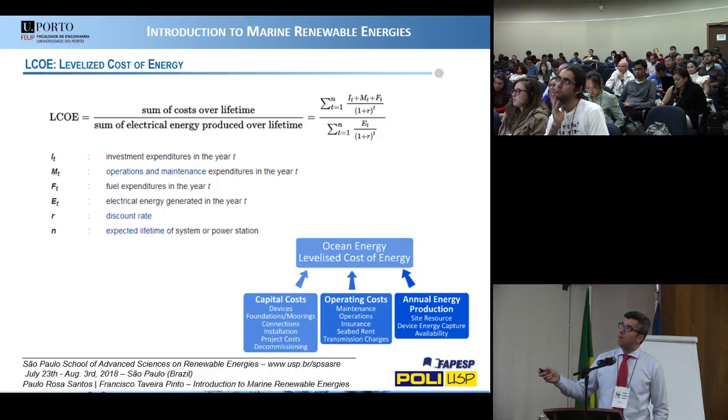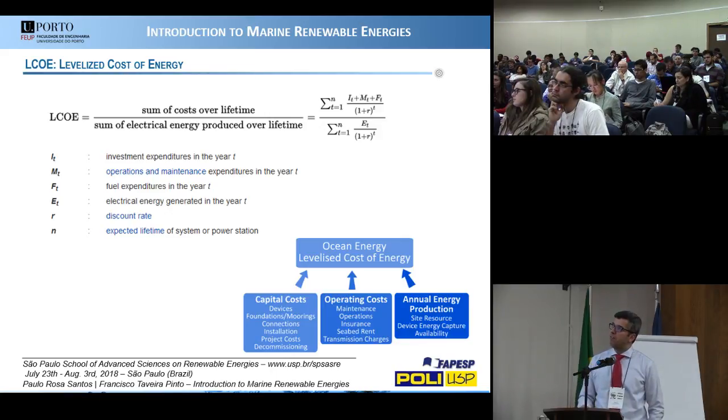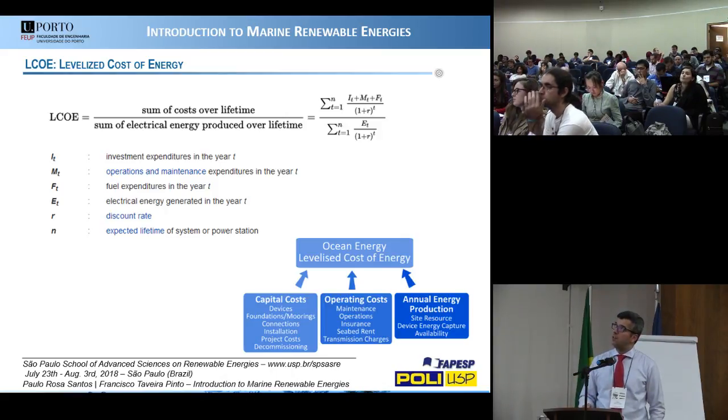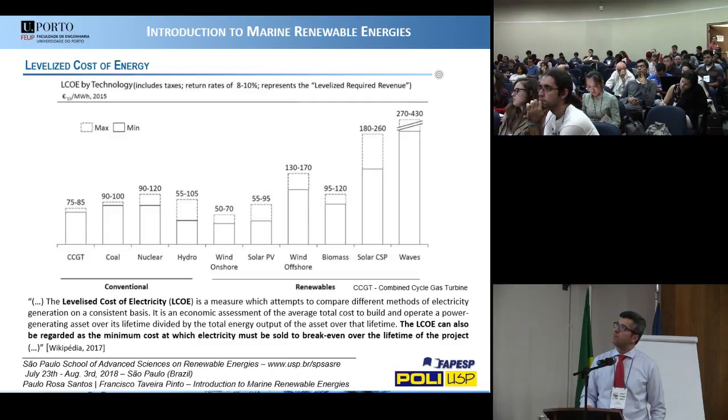And in this part here, we should put the electricity that is produced over the lifetime of the installation. And the result is the levelized cost of the energy or the electricity. Here we can see how that parameter varies for different types of renewables.